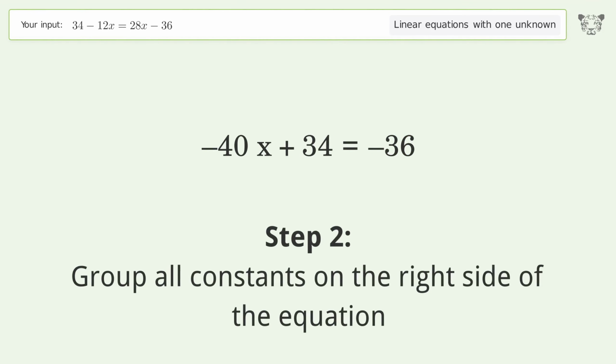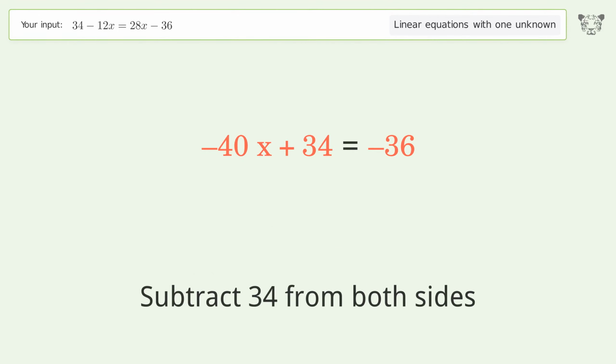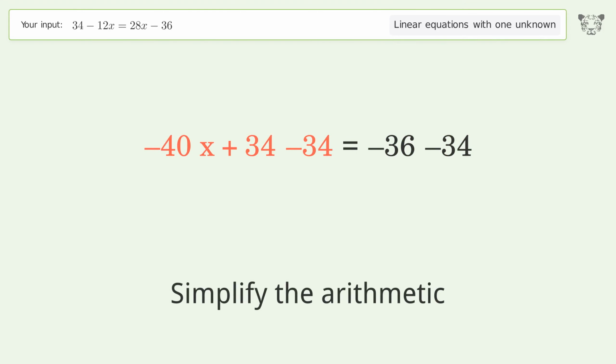Group all constants on the right side of the equation. Subtract 34 from both sides. Simplify the arithmetic.